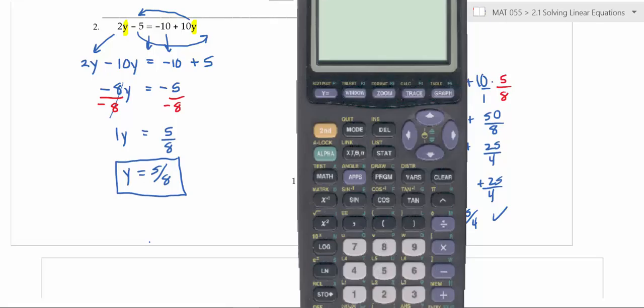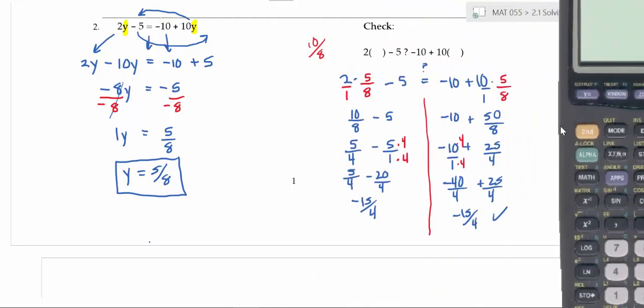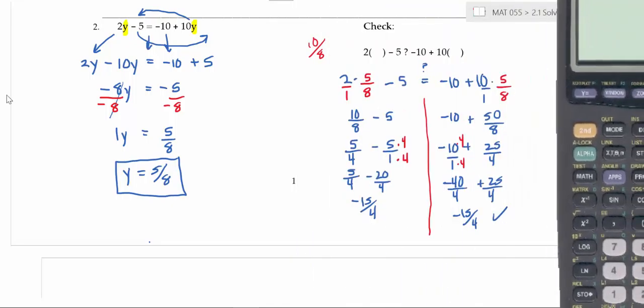Now I could go to the right side. I've got negative 10 plus, I'm going to take 10 times y. And y again is 5/8, so I'm going to use a parenthesis, and I'm going to put 5 divided by 8. Okay, so if you look at that, it's the same. So see, you can use technology to check your answers also, which is kind of cool. Okay, so that's how you could do that problem.